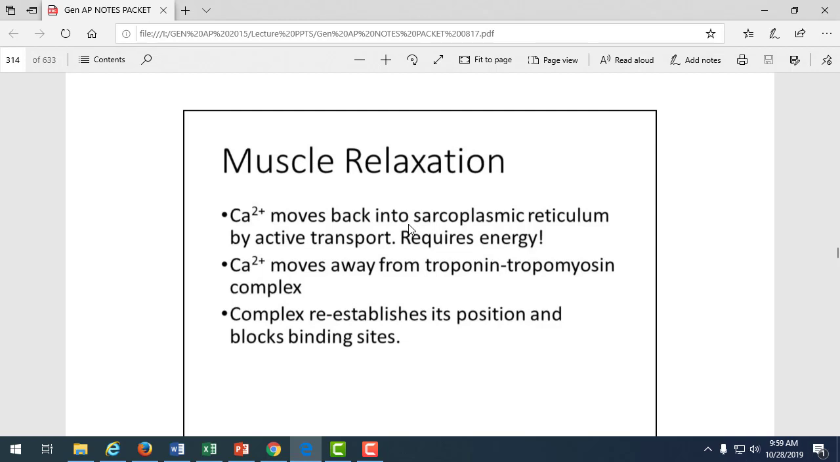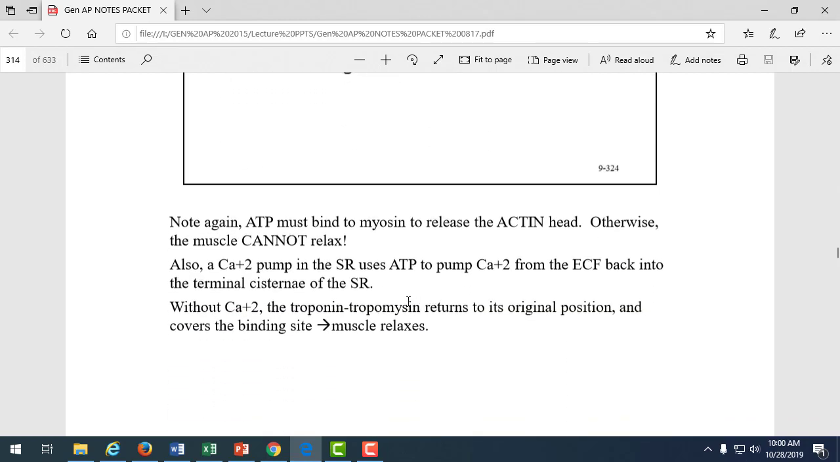So calcium is actively transported back to the SR as long as there is no action potential available. Because remember, what released calcium was the action potential coming down the T-tubule, right? So if we get rid of the action potential, we get rid of the release of calcium from the SR, and then it's just actively transported back to the SR, and contraction stops. So when calcium moves away from the troponin and tropomyosin complex, those binding sites on actin are covered, and we can no longer contract that muscle. Again, we have to have ATP to bind to myosin to release that actin head. If we have no ATP available, the muscle cannot relax, and we're stuck in rigor mortis.